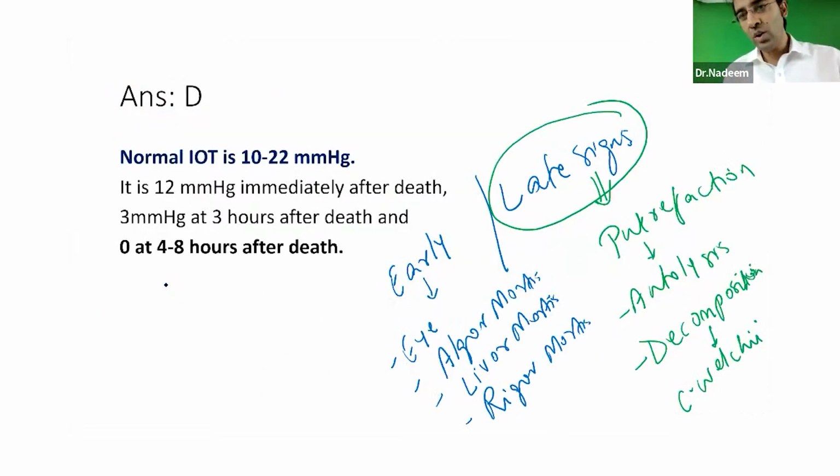Related to intraocular tension. How much is the normal intraocular pressure? This is 10 to 20. Just after death, this will be 12. This will become up to 3 after 3 hours of death. It will be 0 after 4 hours only. Okay, so I hope this is clear to all of you.